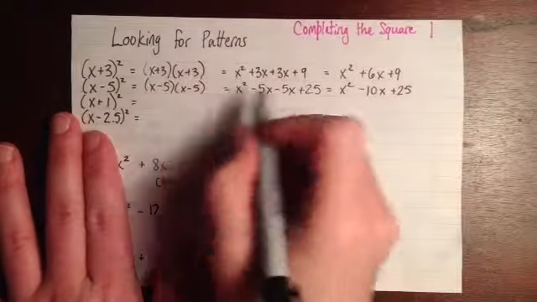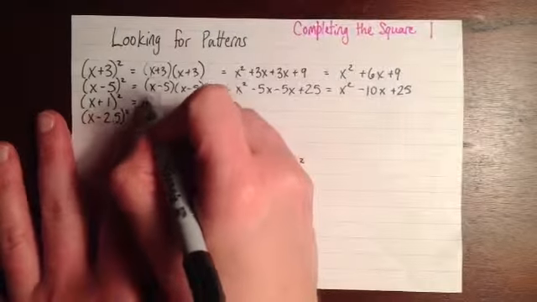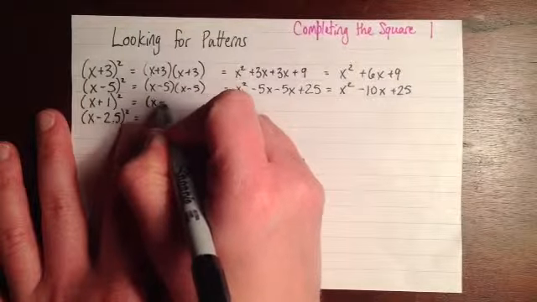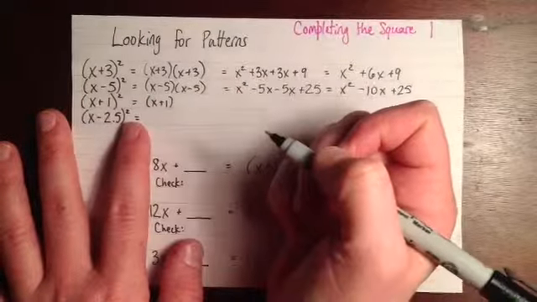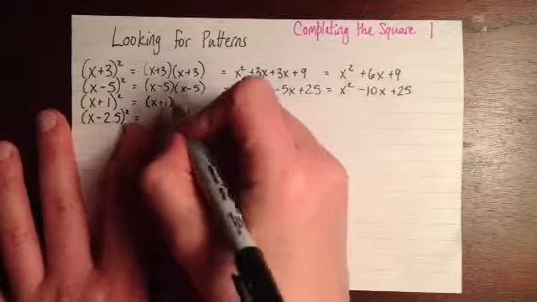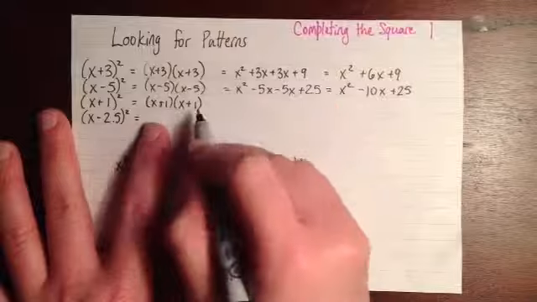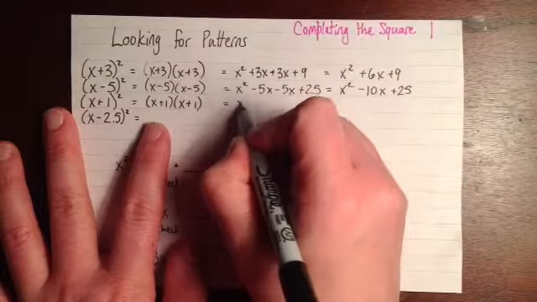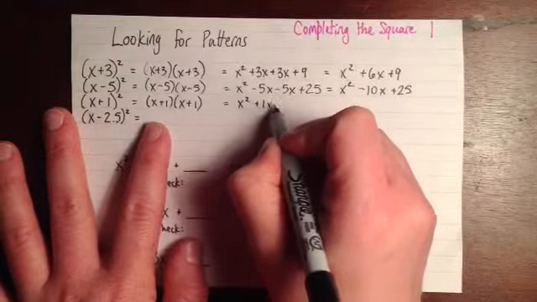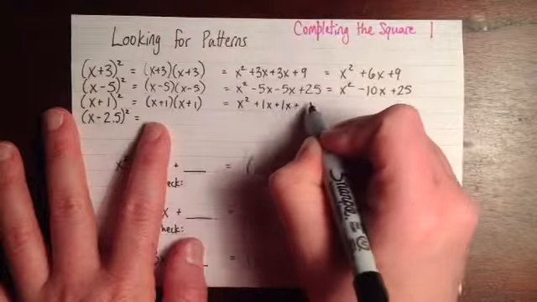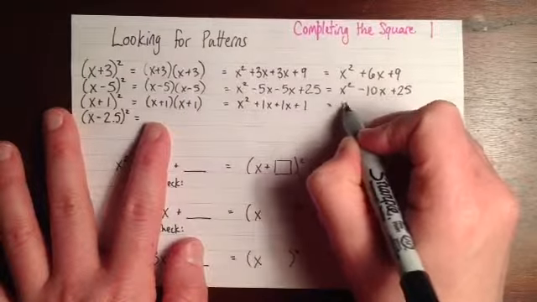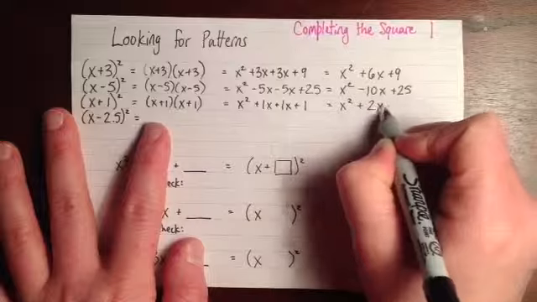Okay, next one, I just want to have a few so I can look for some patterns. x plus 1, feel free to pause it and do it yourself and then check the answers after. You can fast forward me to check. So it's x plus 1 times x plus 1, and we get x squared plus 1x plus 1x plus 1, and of course that's x squared plus 2x plus 1.